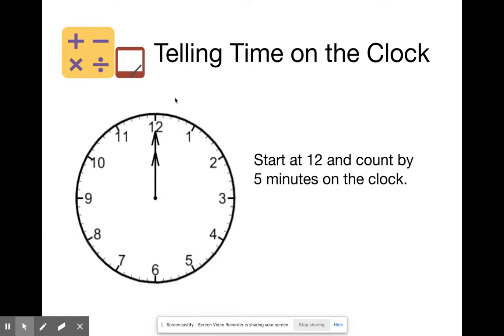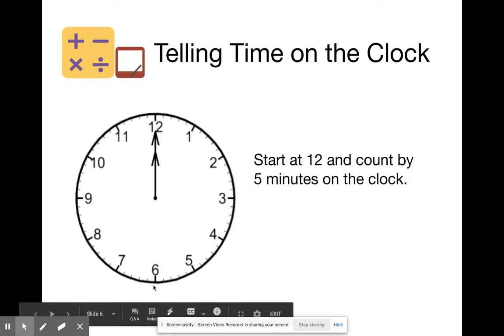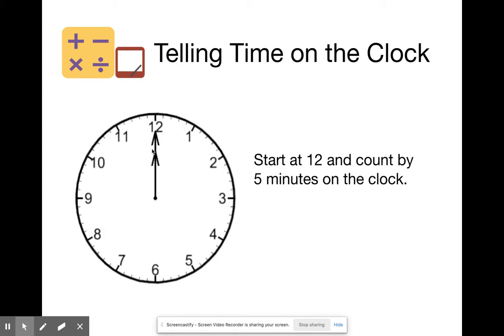All right. With me, 5, 10, 15, 20, 25, 30, 35, 40, 45, 50, 55, 60, stop. So we got to 60 once we got to the 12. So once that minute hand goes all the way around to the 12, we are at 60 minutes or 1 hour.